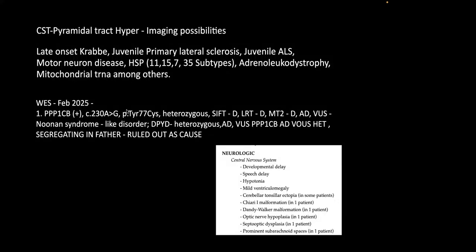So, over to you. I think whole exome sequencing was done. Yes, sir, whole exome sequencing was done. That showed a PPP1CB heterozygous mutation, which is Noonan syndrome-like disorder, and another mutation, a DPYD heterozygous autosomal dominant mutation. We have done parental segregation also. This PPP1CB was found in the father also, so that was ruled out as the cause. DPYD also is not significant, and this phenotype is also not matching with this genotype.